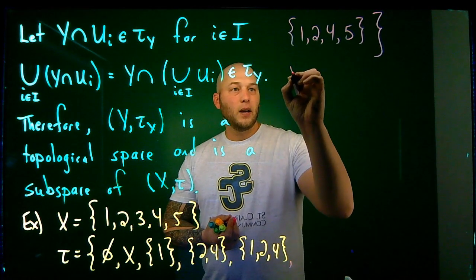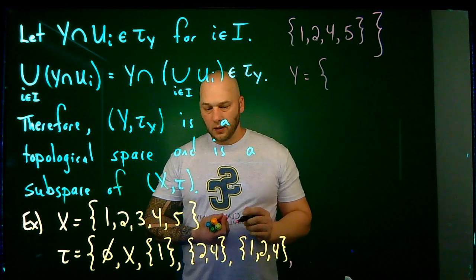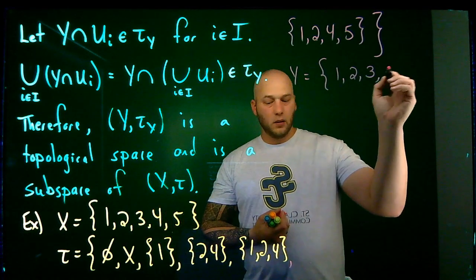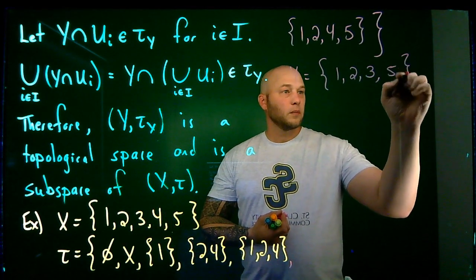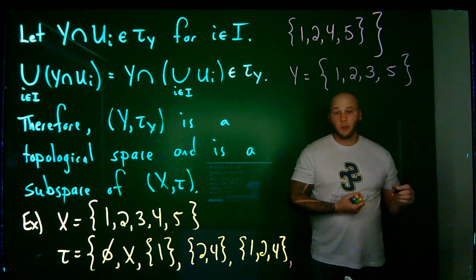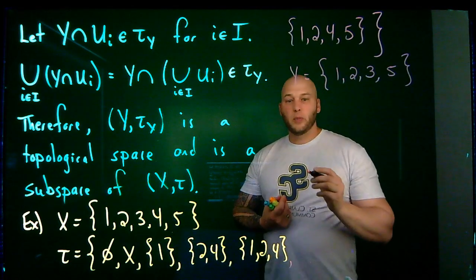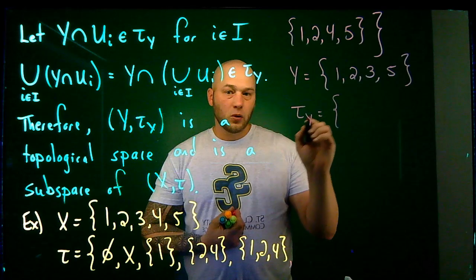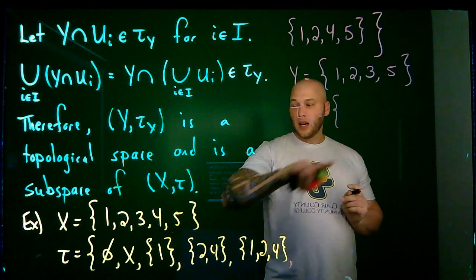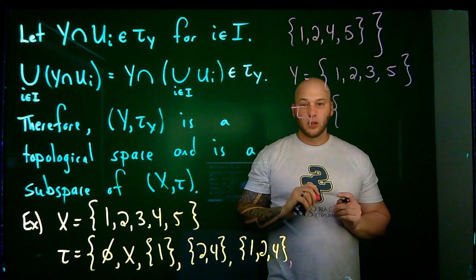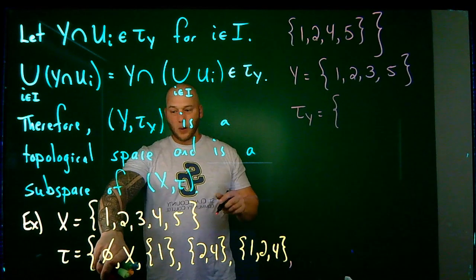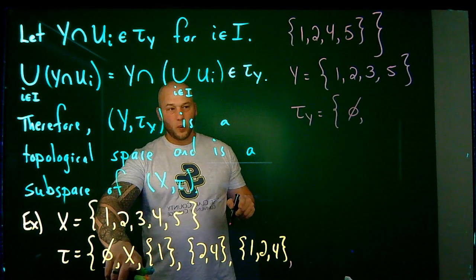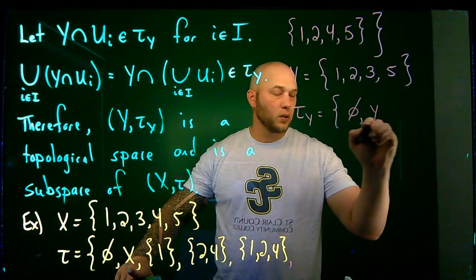Now what I'm going to do is let's define a subset Y. And let's say the subset Y consists of {1, 2, 3, 5}. Okay, so this right here, this set Y, is a subset of X. Now let's generate the subspace topology on that, tau Y. So the way we do this is I'm going to take this set here and just intersect it with all the different sets of the original topology. {1, 2, 3, 5} intersect that with the empty set, of course, I get the empty set. {1, 2, 3, 5}, I intersect that with X. I'm going to get {1, 2, 3, 5}, which of course is Y itself.